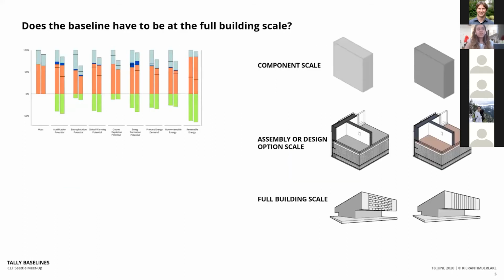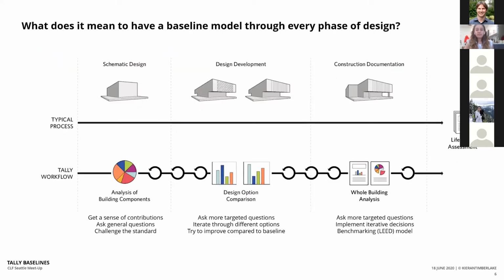The next question then really is, do these baselines in the context of life cycle assessment or embodied carbon have to be at the full building scale? And the answer is that they do not. We can try to improve performance at a component scale, just looking at different materials. We can improve performance at an assembly or a design option scale, and then also at the full building scale, of course. And we can really try to do this through every phase of design.